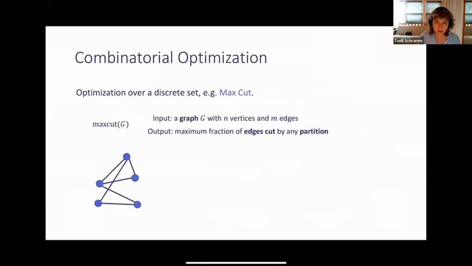So let's begin. Broadly, the topic of this talk is combinatorial optimization, in which we're interested in performing optimization over some discrete set, for example, max cut. In max cut, our input is a graph on n vertices with m edges, and our output is supposed to be the maximum fraction of edges cut by any partition. For example, in this graph here on the left, the goal is to assign labels to every vertex, either plus or minus 1, such that the maximum number of edges are labeled with different labels on either end. It turns out that computing max cut is NP-hard, so we should temper our expectations for solving this problem exactly. Instead, we're interested in approximating the value of the maximum cut.